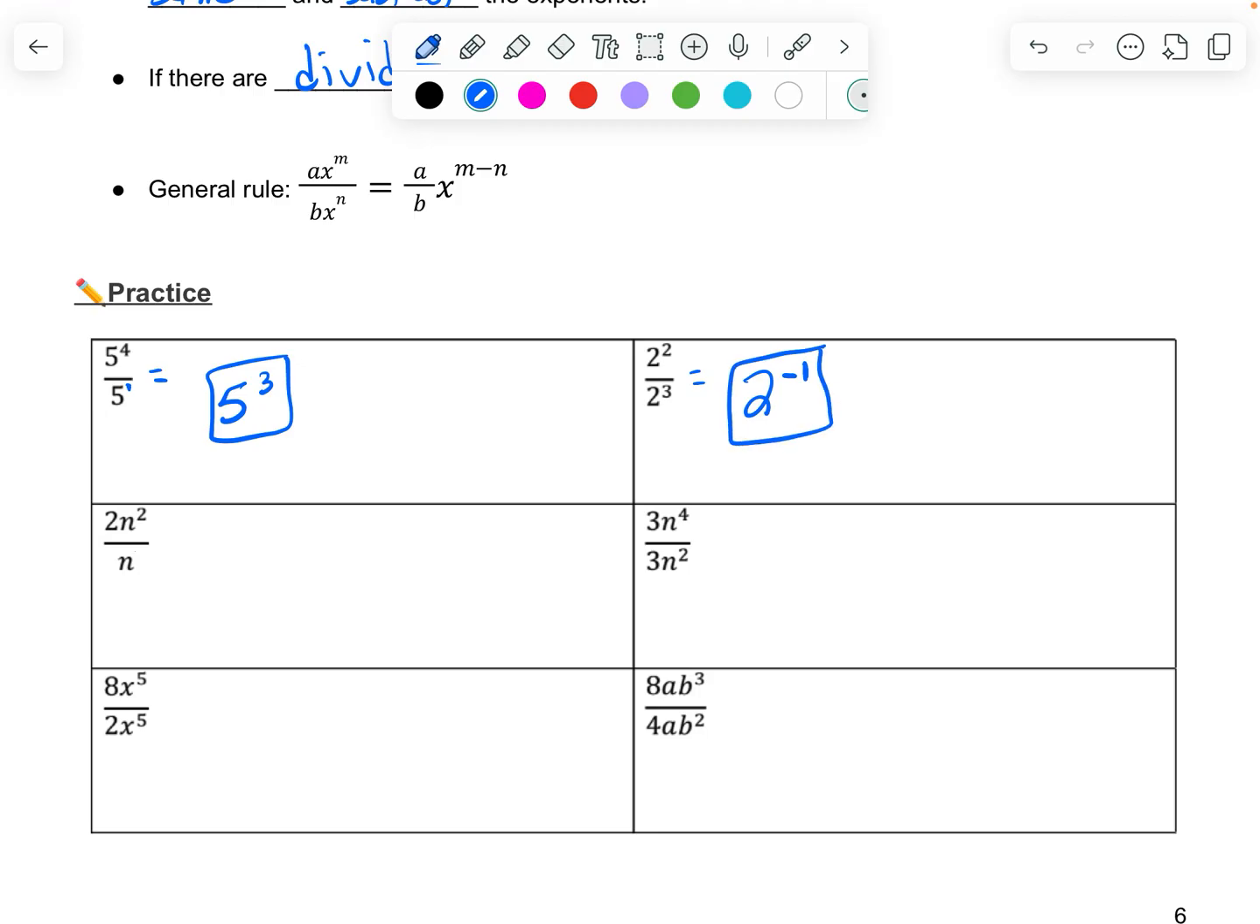Next one, 2n squared over n to the 1st. Subtract the 2 and the 1. That just gives us 2n to the 1. Anytime you have that exponent of 1, we don't actually have to write it, so we can just leave our answer as 2n.